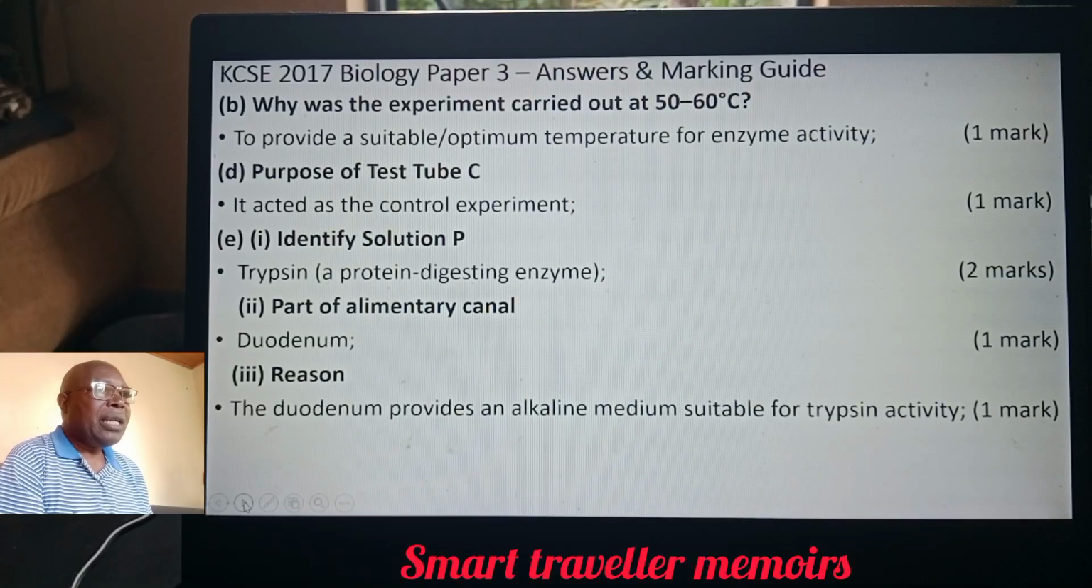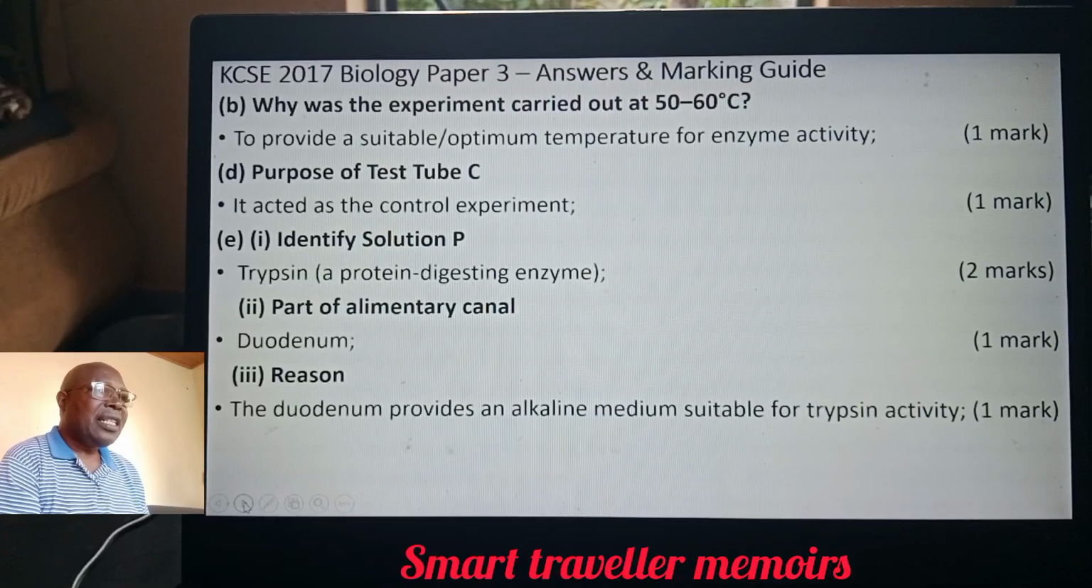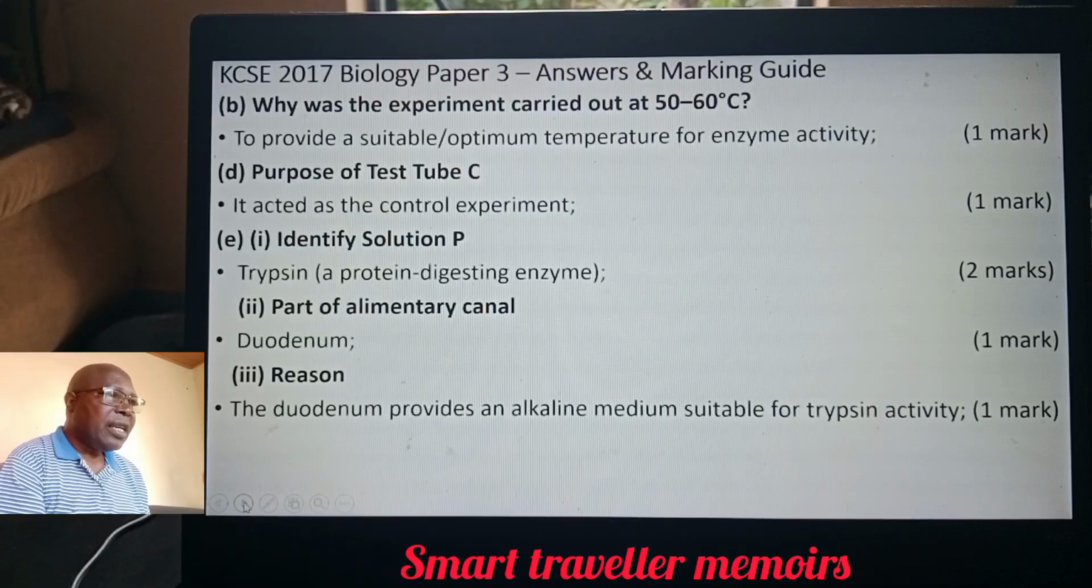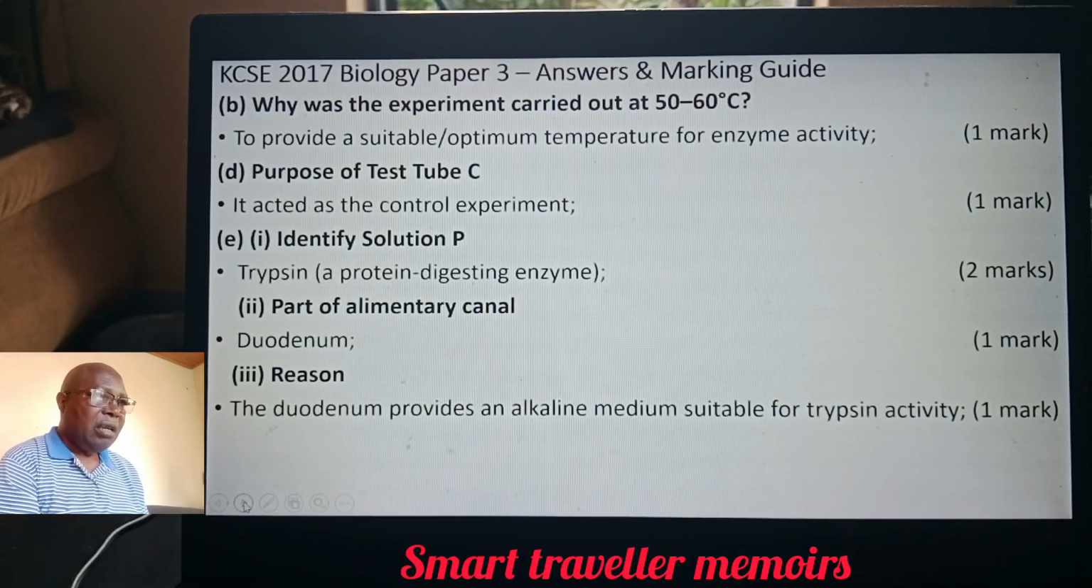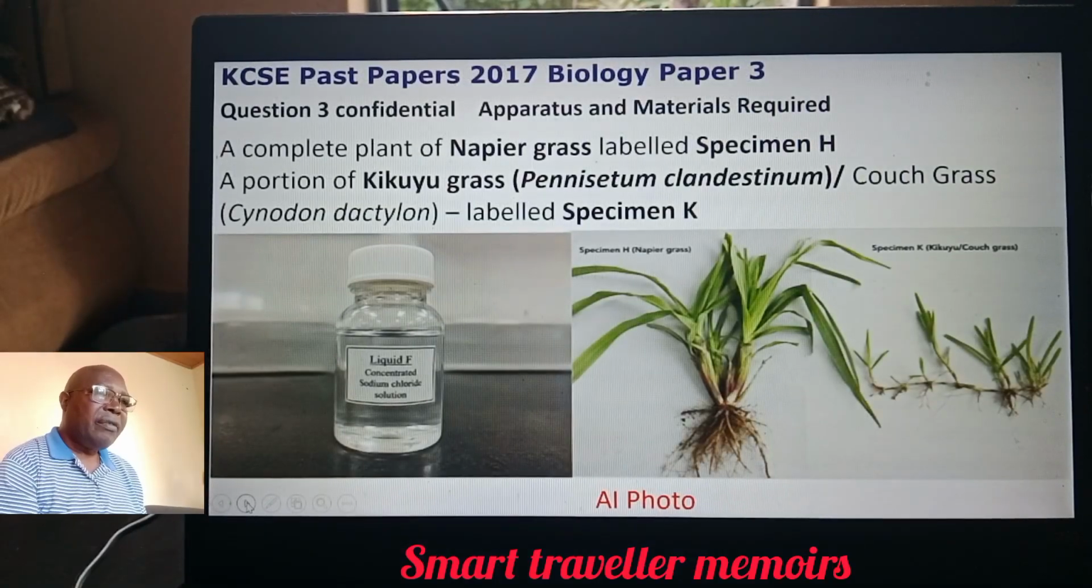B, why was the experiment carried out at 50 to 60 degrees centigrade? This was to provide a suitable optimum temperature for enzyme activity. D, purpose of test tube C: it acted as the control experiment. E Roman 1, identity of solution P is trypsin, or a protein digesting enzyme, and Roman 2, part of alimentary canal where this enzyme is found, is the duodenum. Roman 3 reason, the duodenum provides an alkaline medium suitable for trypsin activity.